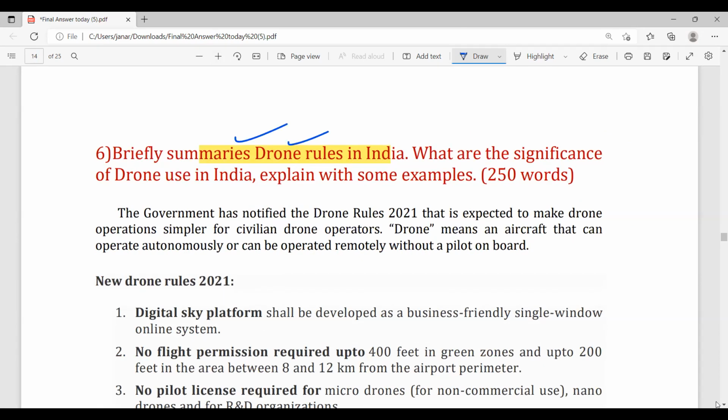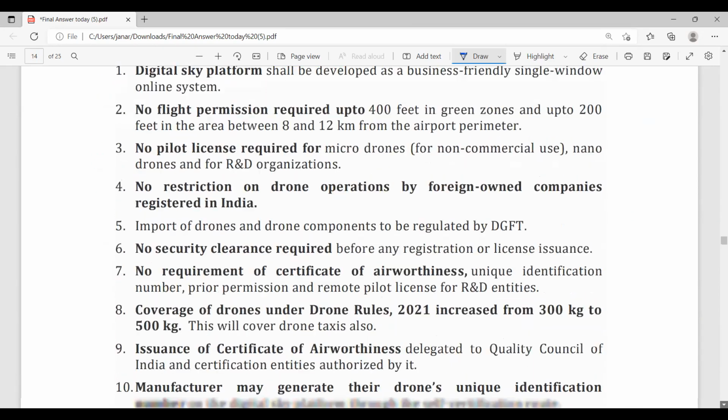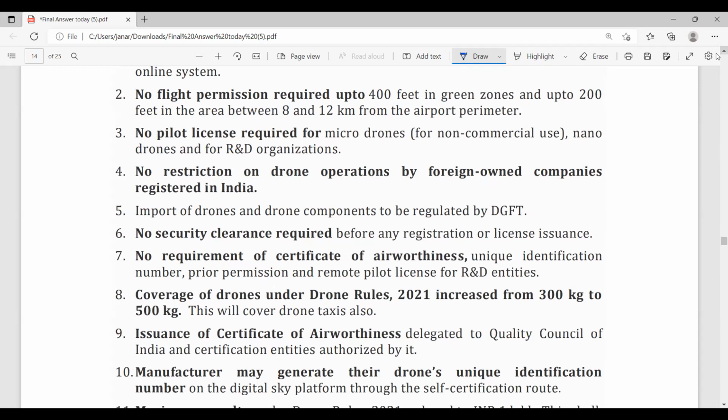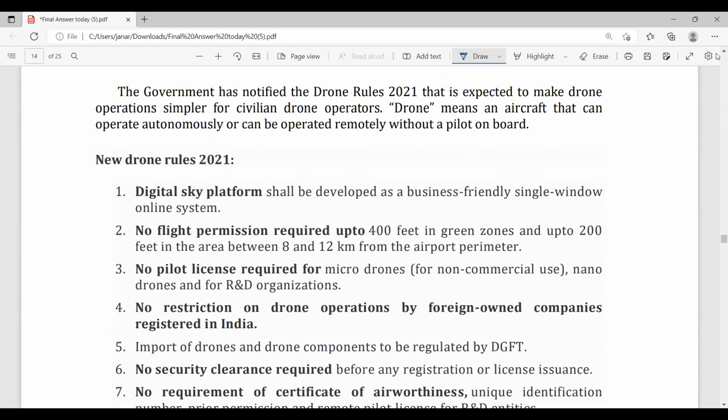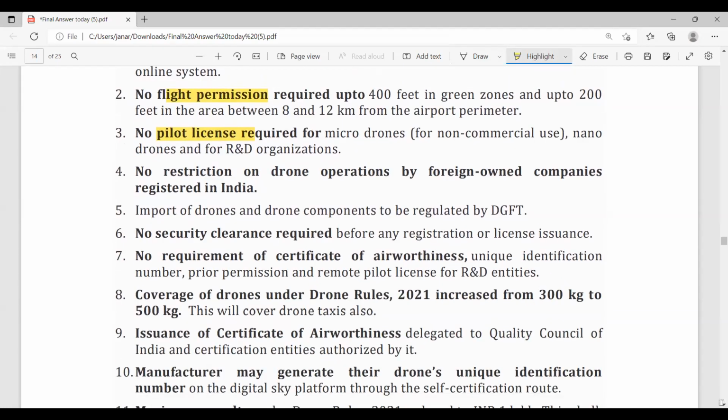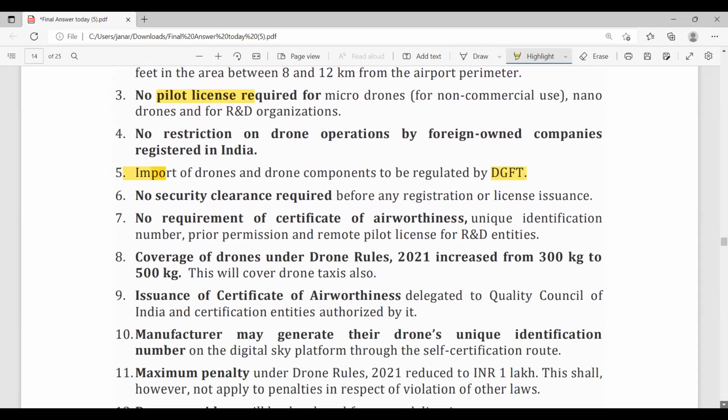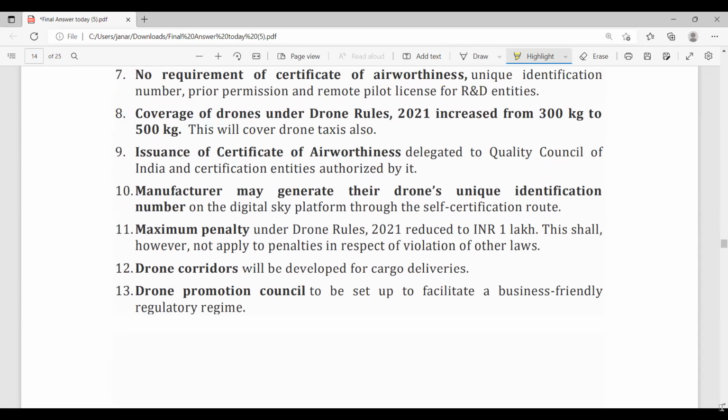Drones, as I was telling yesterday itself, drone rules are there, no doubt. They have made these rules, so please study them. Of course, simplification is done. In these drone rules, what is this Digital Sky Platform, when is permission required, when is a license required? What is the role of foreigners in it? What is regulated: import of drones, technology, certificate of airworthiness? Who will clear? How to ensure that it is safe? Penalty and all those things.